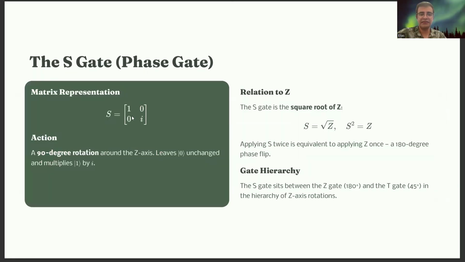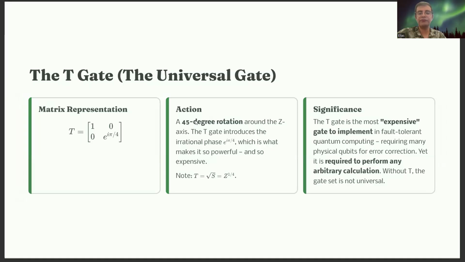We have the S gate, whose matrix you can see. Basically what it does is a 90-degree rotation around the Z axis. And we have the T gate, which is a 45-degree rotation around the Z axis. And this is the relationship between T, S and Z, because S is the square root of Z and T is the square root of S. And T is an expensive operation, but it's very important, and we actually need it.